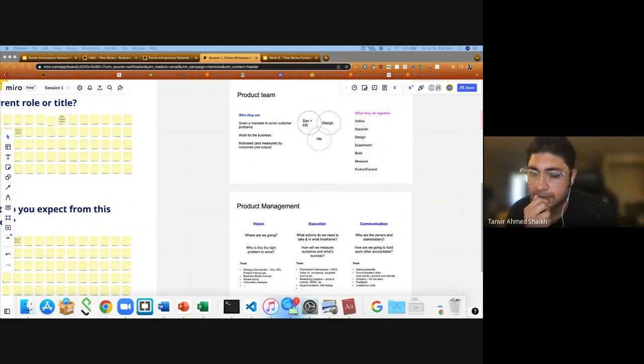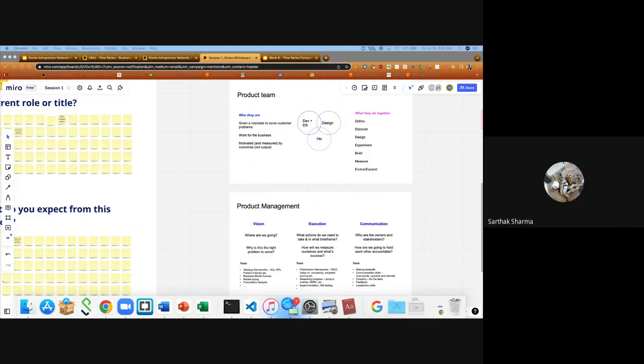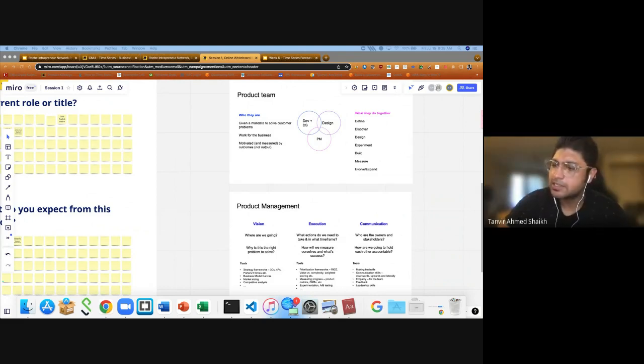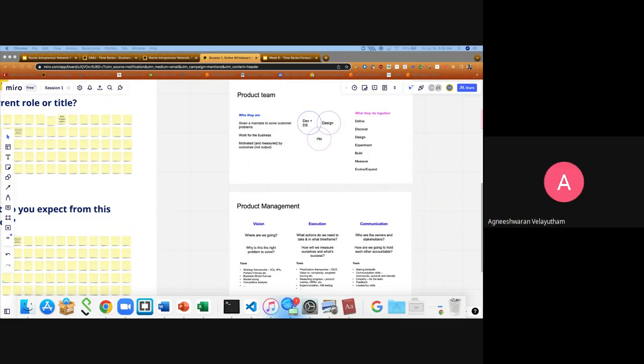Sarthak. A model is basically an abstract representation of anything that we see in the real world. So it can be a representation in our minds using some principles, like maybe mathematical principles or anything else. Awesome. Abstract principle. Something which is abstract. It's in our mind or it can be on a paper or somewhere else. Agnishwaran. Yes, Tanvir. I also had similar thoughts as Sarthak.